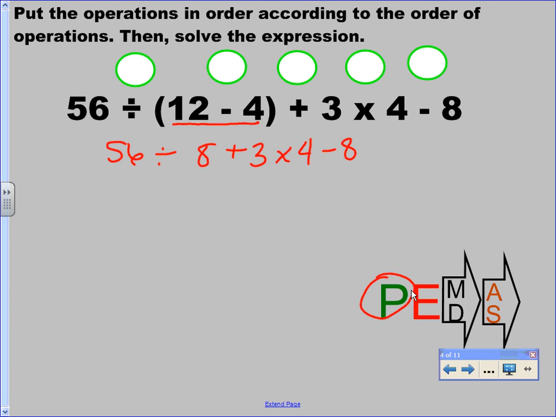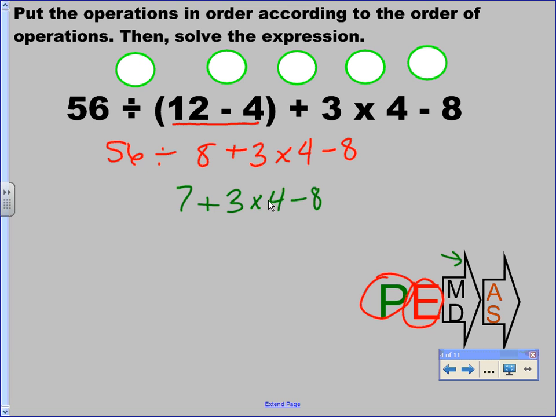Okay, the next thing is exponents. Well, I don't see any exponents. Exponents are these little guys that look like this. But I don't see any exponents, so we don't have to worry about that step. The next thing is to multiply and divide from left to right. So I'm going to start over here at the left of the problem, and I see 56 divided by 8, which is 7. And then I bring everything else down.